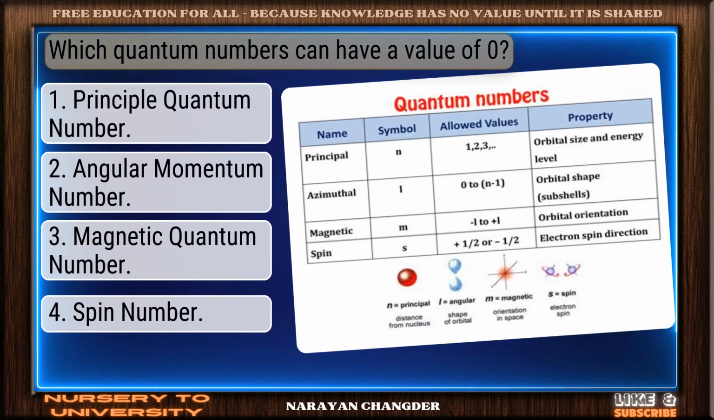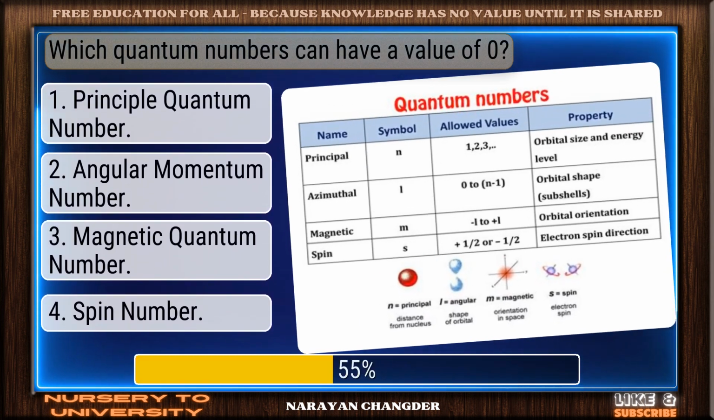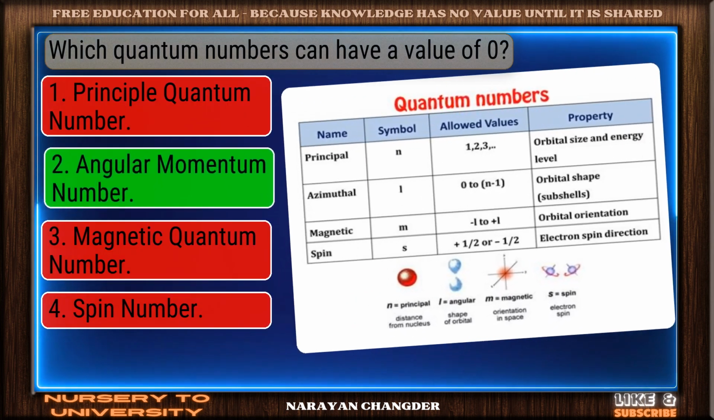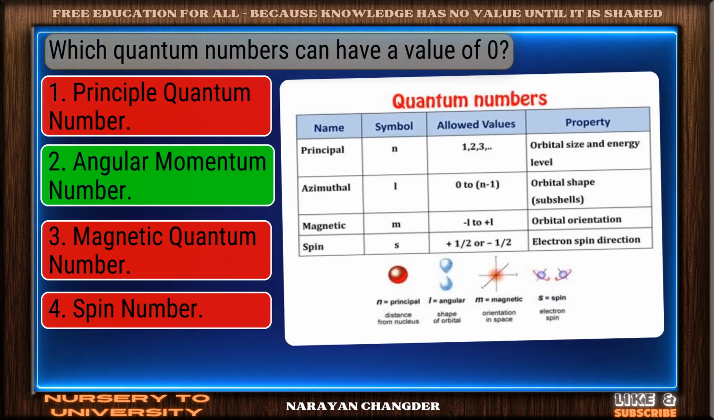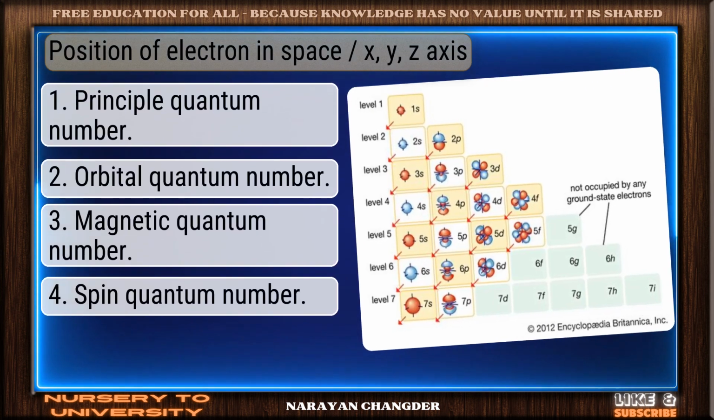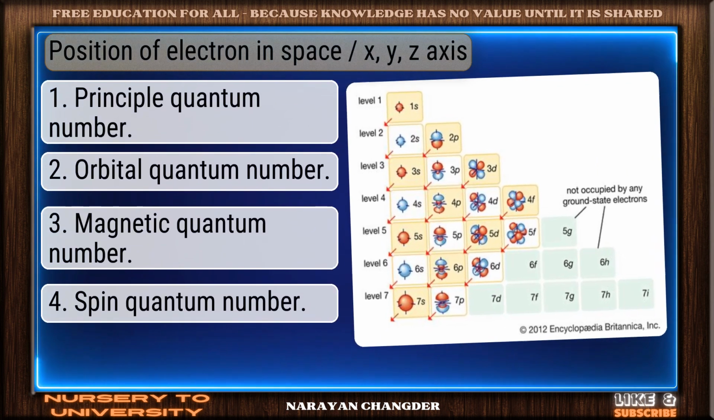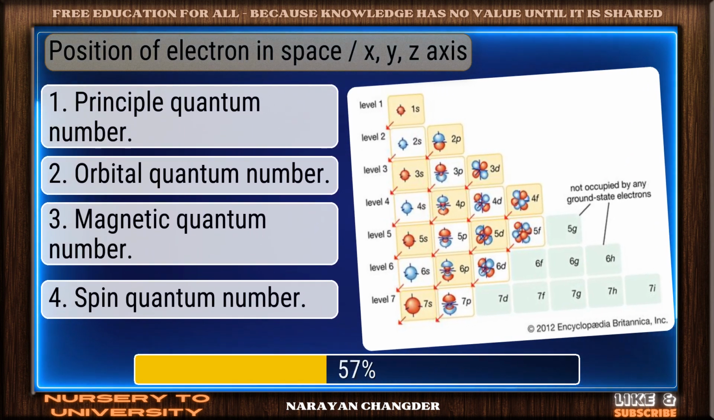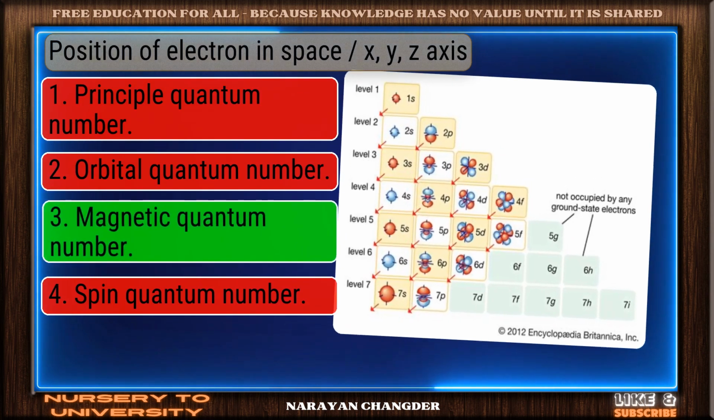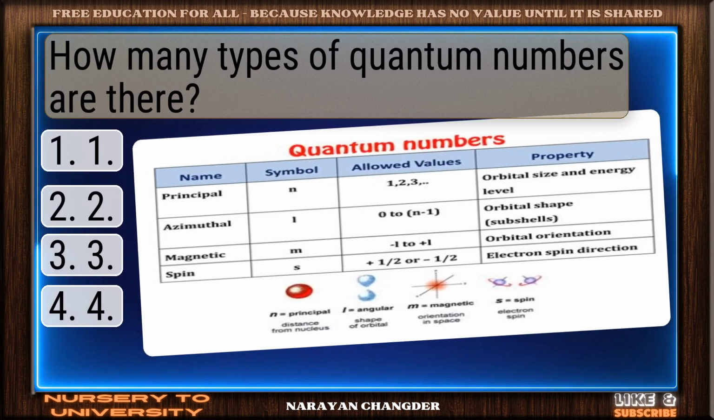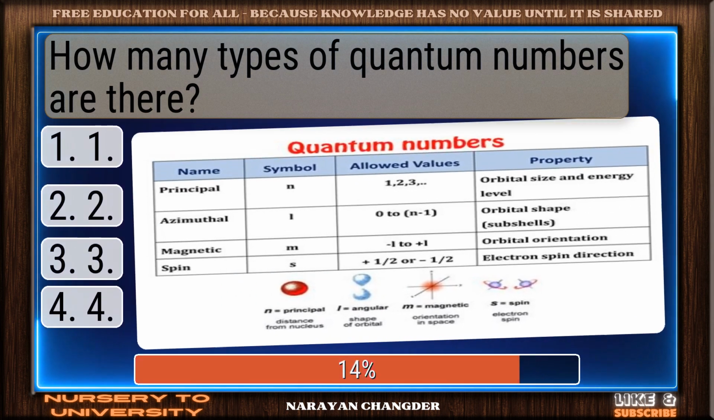Question number 37. Which quantum numbers can have a value of 0? Clear logic. Your choice, angular momentum number, is sound and 100% true. Question number 38. Position of electron in space, x, y, z-axis. Smart pick. Magnetic quantum number is the correct choice. Question number 39. How many types of quantum numbers are there?